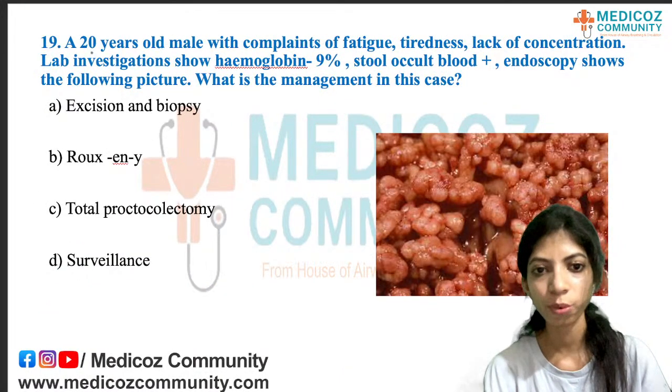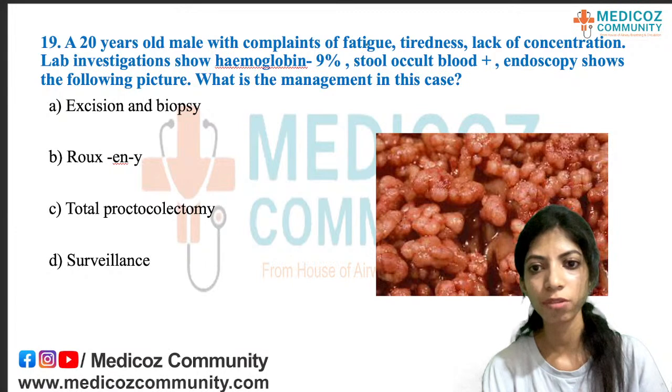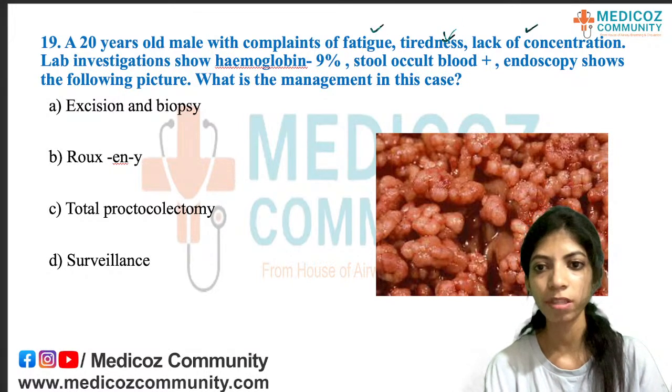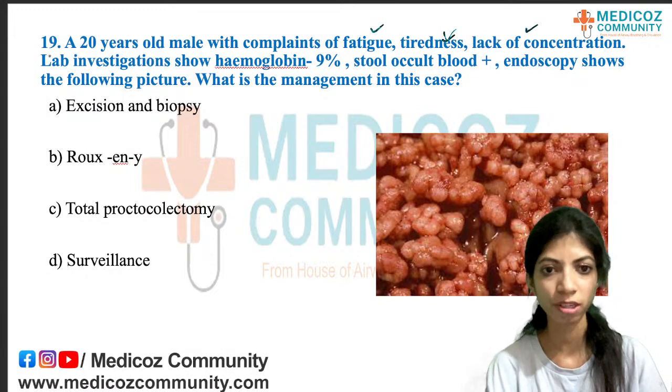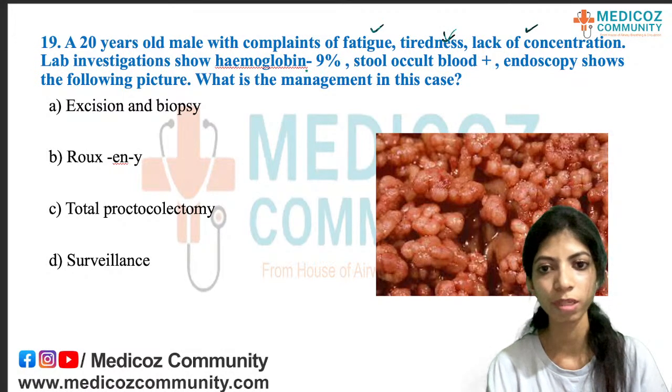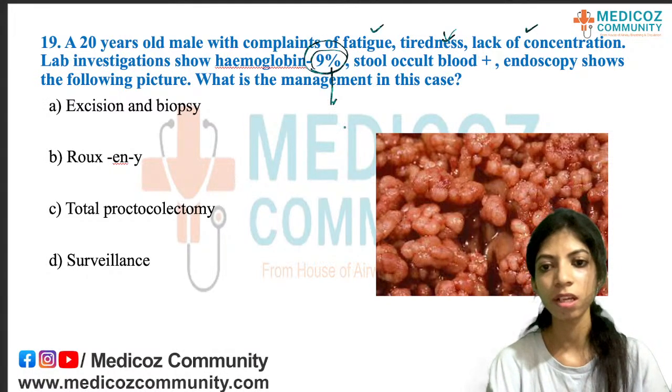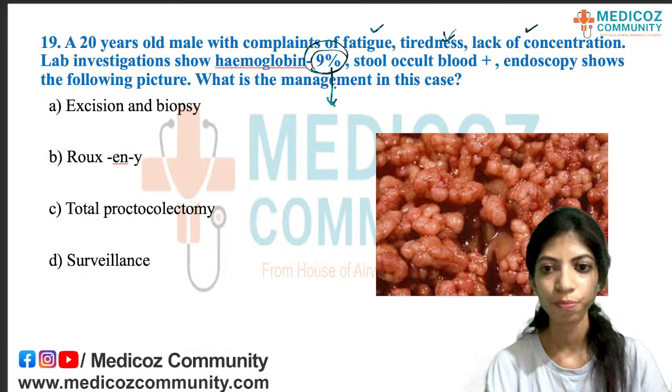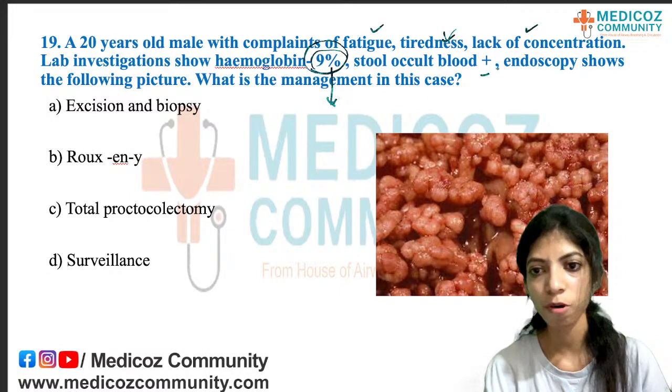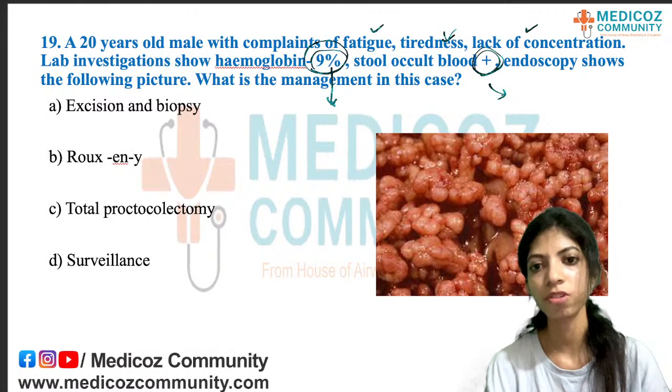A 20-year-old male comes with complaints of fatigue, tiredness, lack of concentration. Lab investigations show hemoglobin 9%. In males generally, it is considered a bit low, and stool occult blood is also positive. So there's blood loss which is leading to this decreased hemoglobin, which is leading to these symptoms.